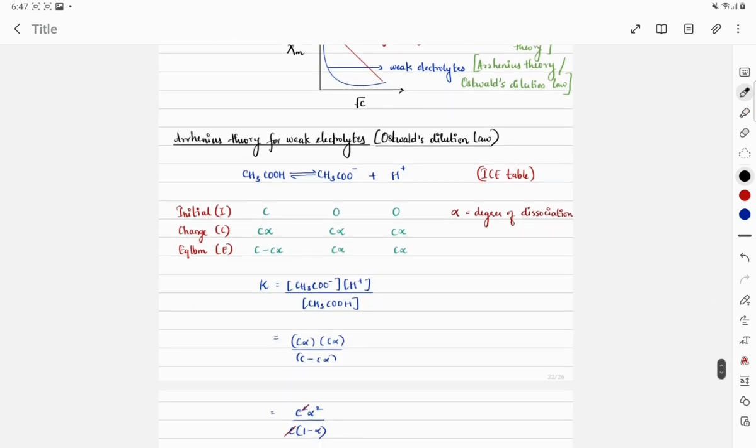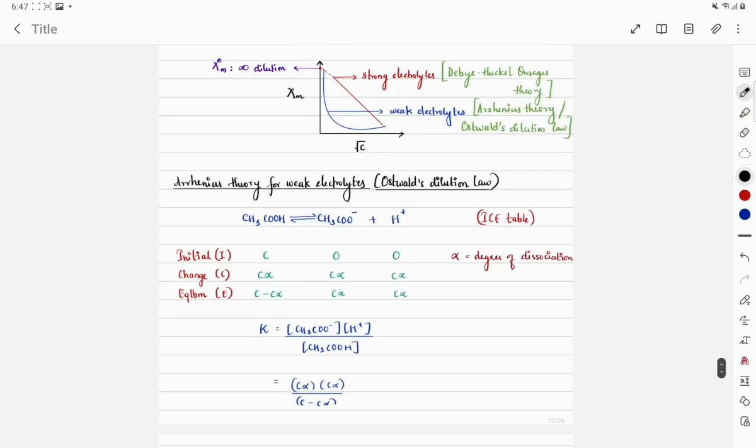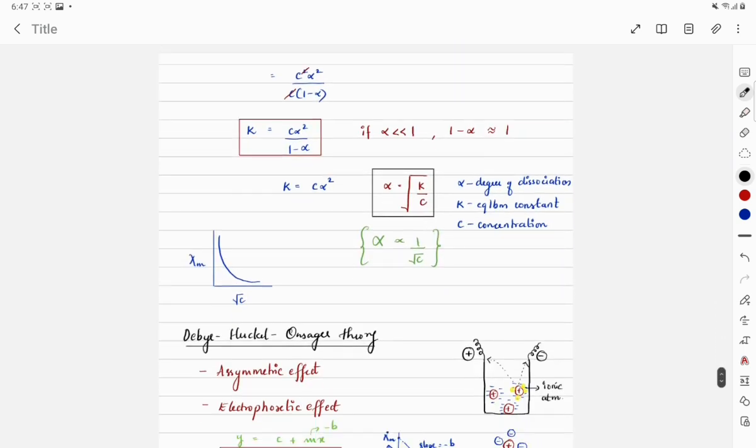So as per Arrhenius theory, we have learned why we get an exponentially increasing graph on dilution. The equation was: alpha, which is degree of dissociation, is directly proportional to 1 by root c, or inversely proportional to root c. Because of this relation, we are getting a graph like this.